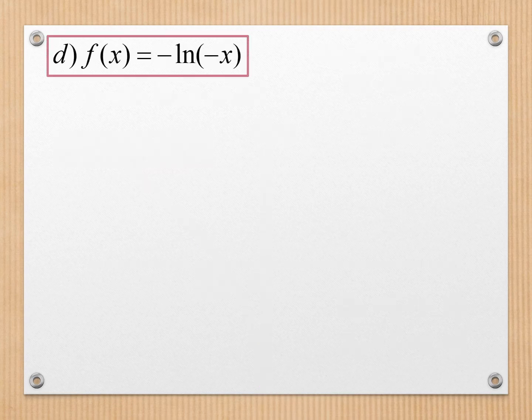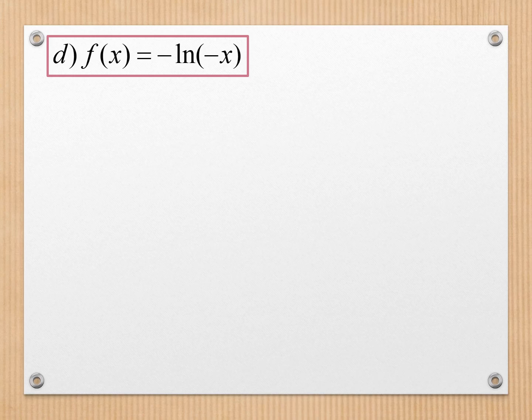Let's look at question D, f(x) equals negative ln(-x). The negative in front of the logarithm means that the graph is moving down. So first, we can draw ln(-x). Since -x must be more than 0, we get x less than 0. So the domain is on the left side of the x-axis.